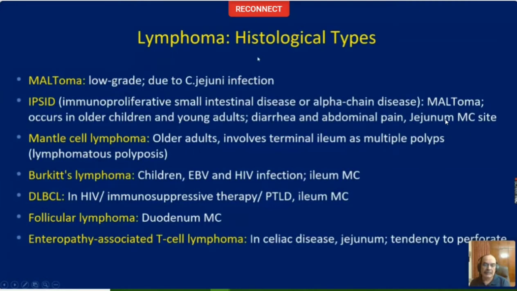Let's briefly talk about some of the histological types of lymphoma. You have the MALToma. What does MALT stand for? Mucosa-associated lymphoid tissue. MALTomas tend to be low-grade indolent lymphomas. They are thought to be due to Campylobacter jejuni infection. They can occur in the stomach. They can occur in the jejunum. What is the better term for MALToma?